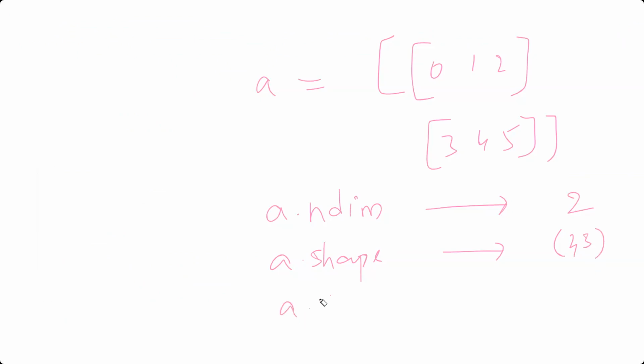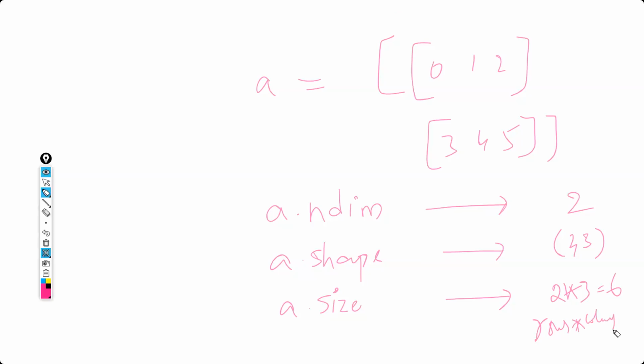A dot size is the third one. Size means 2 into 3, number of rows into number of columns. How many rows are there? How many columns are there? 2 into 3, that is 6. Size means the total number of values: the number of rows into the number of columns is called size.